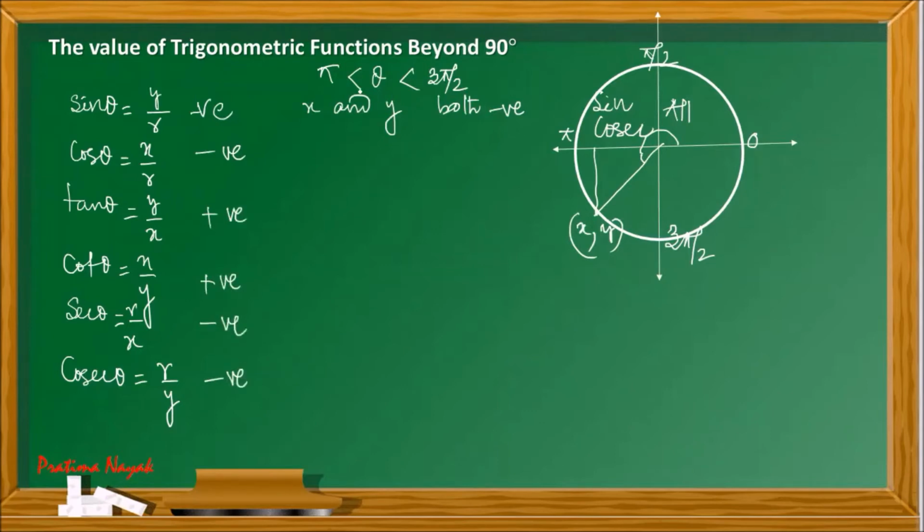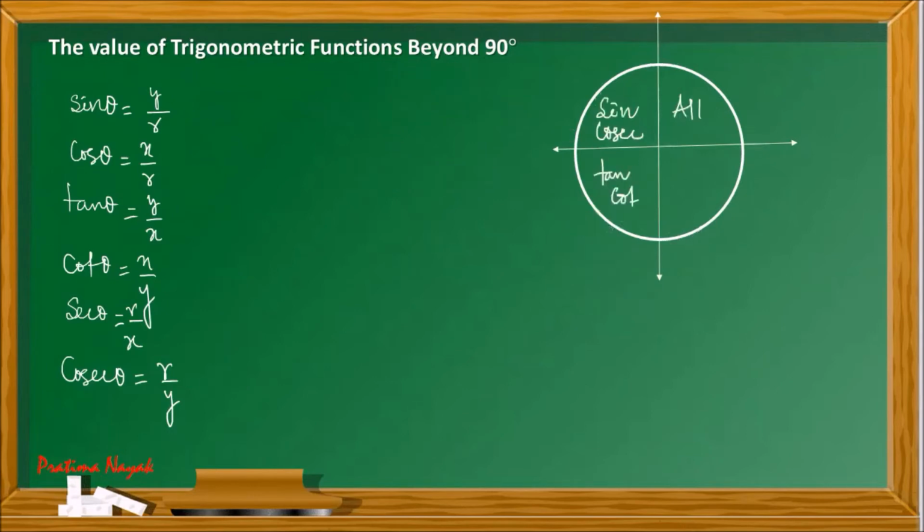So when theta is between 180 to 270 degrees, we find that tan theta and cot theta are positive and the rest are all negative. Next is the fourth quadrant, when theta is between 3 pi by 2 to 2 pi.